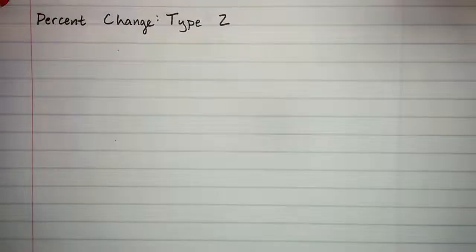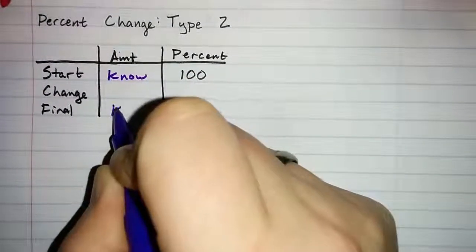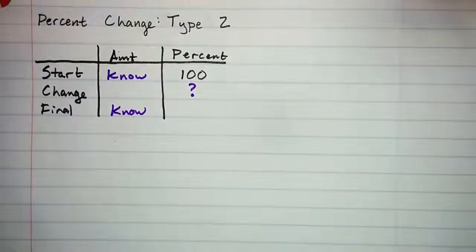The second simplest thing that can happen in a percent change problem is maybe we have to subtract in order to find the amount change. We know the starting amount and the final amount, and we want to find the percent change.